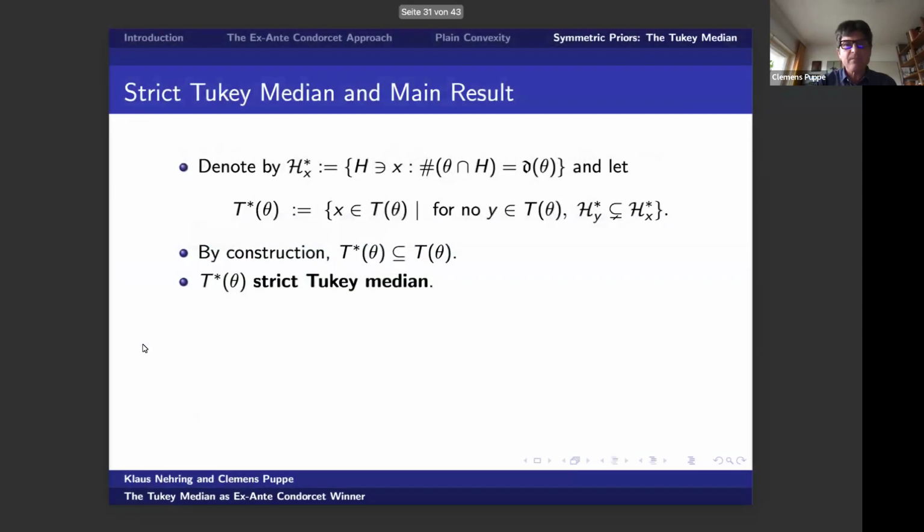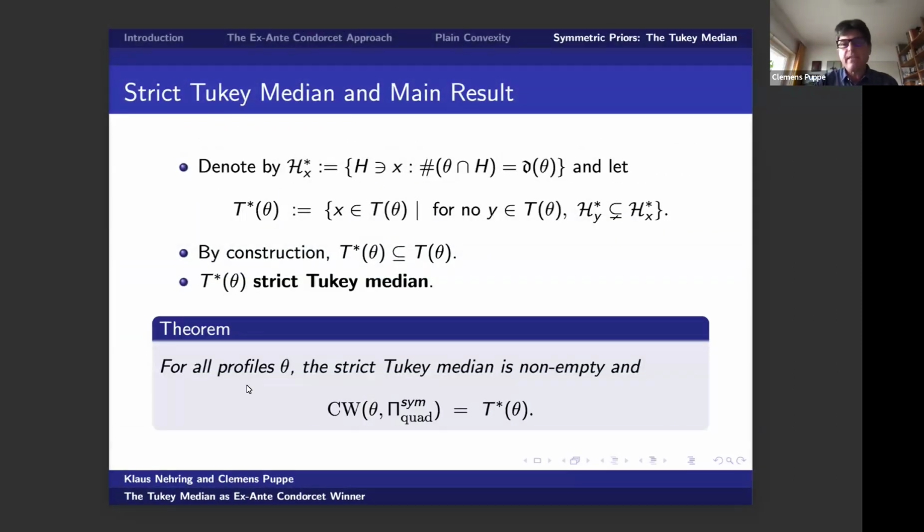And what turns out, and now comes the main result, this is our main theorem: for all profiles, if you have these symmetric beliefs on quadratic preferences, the strict Tukey median is non-empty and it is the ex ante Condorcet winner. What do I mean by strict Tukey median? You need a refinement of the Tukey median, so you have an even smaller set of solutions, but I don't want to go into that. This is rather technical. The important thing is that if you have a unique solution as ex ante Condorcet winner, it must be the Tukey median. In the case that you have several solutions, it is a subset of the Tukey medians and a well-defined subset.